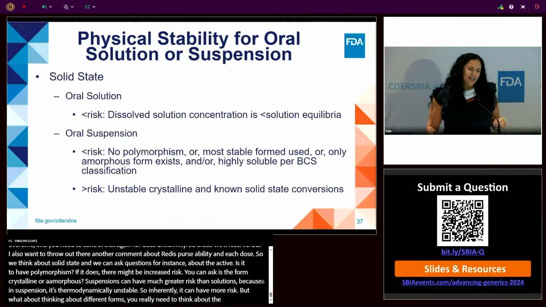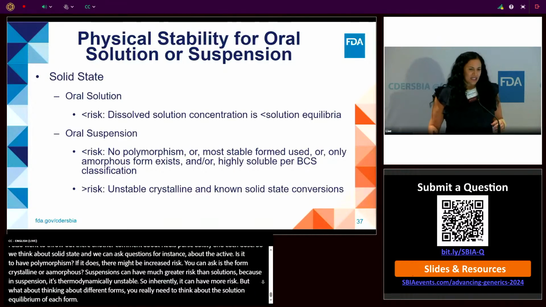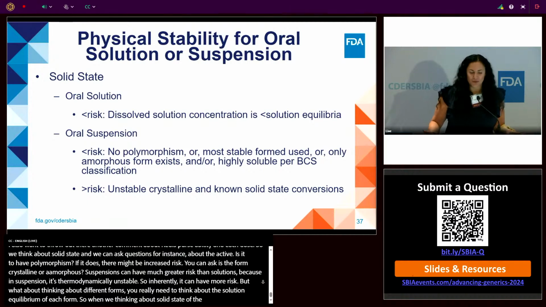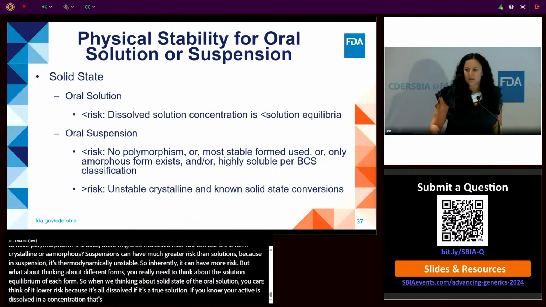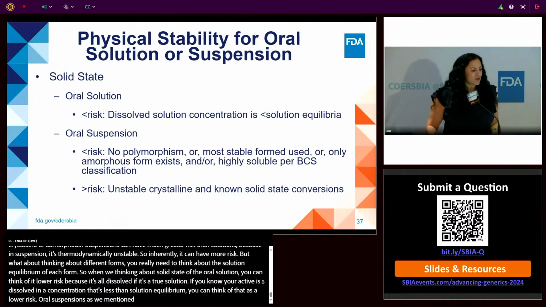So when we're thinking about solid states of the oral solution, you can think of it as lower risk because it's all dissolved if it's a true solution. And if you know that your active is dissolved in a concentration that's less than the solution equilibrium, you can think about a lower risk. Now, for oral suspensions, while we mentioned that they're at higher risk, there's some things that you can think of initially that you can think that it may not have as much risk.